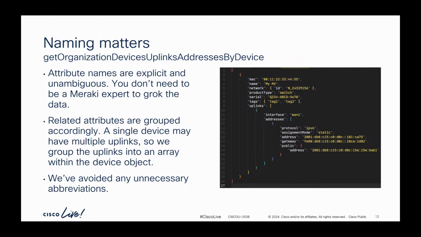And then we've got the uplinks object. It's an array. We start with interface WAN1. A lot of us have seen WAN1 before. And then we have the addresses, right? Protocol, IPv6. I think we all know what that is, right? Assignment mode is static in this case. We've got the address, the gateway, and then also the public IPv6 address.